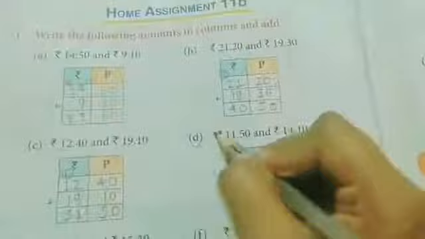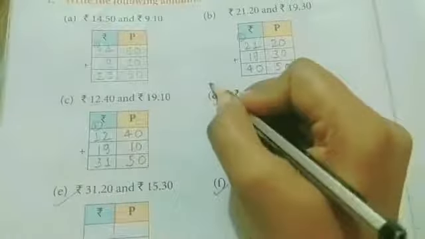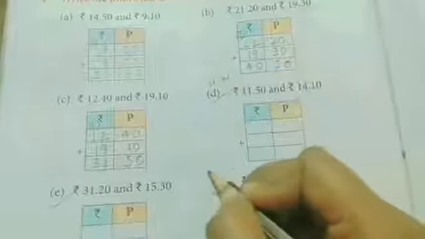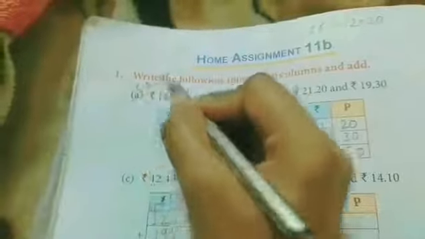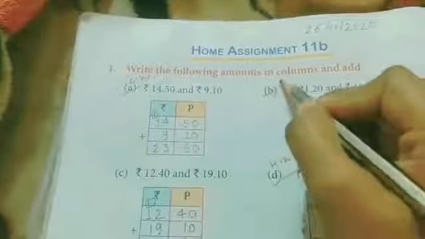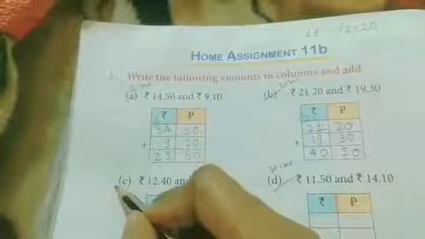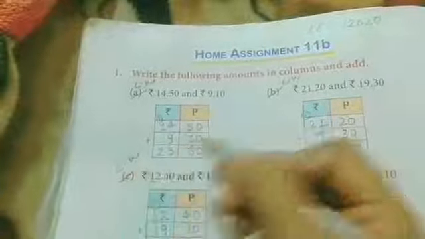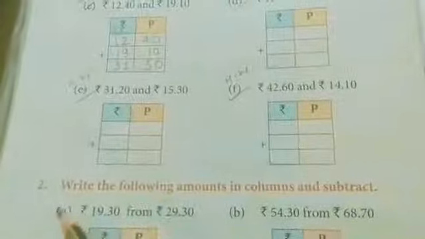Clear? So students, D, E and F are for homework. A, B and C are classwork. Clear? Now come to question number 2.